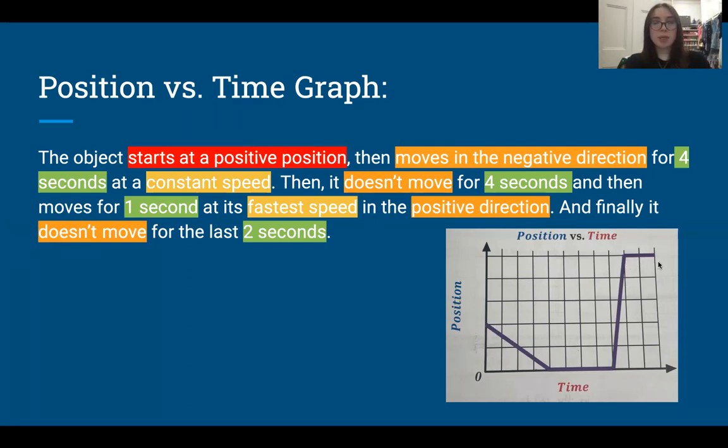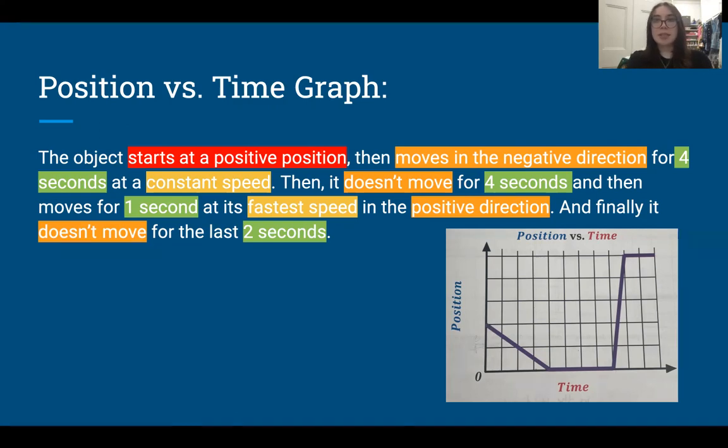Okay, so the object starts at a positive position, identifying your starting position. We know it's positive here because on the y-axis, which is position, it is clearly at a positive point. It's not below zero, it's not at zero. It is a positive position. We're not sure exactly what the number is because we're not given exact numbers, but if you were to label it, you could put 1, 2, so we could say it starts at 2 meters.